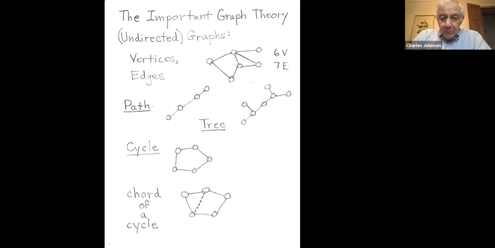A path is simply a very simple graph in which all the points lie on a single line. A tree is a little more general in that I have a connected graph on n vertices with precisely n-1 edges. An example of a tree is given there. A cycle is simply the path with one more edge that connects the 2 terminal vertices of the path. And I'll say that something is a chord of a cycle if it's simply a shortcut across the cycle. In this case, the chord is denoted by a dotted line.